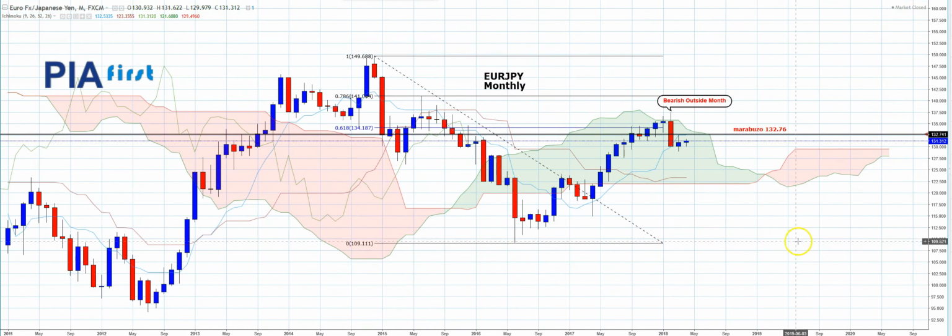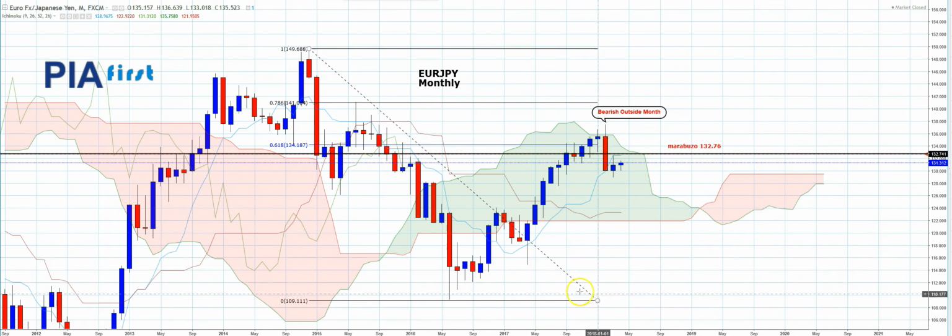So firstly, the monthly chart. Here we can see that levels outside of the monthly Ichimoku cloud found sellers. We then had this very strong move to the downside. This is a bearish outside month. Such a strong negative candle is also called an AMR, which is an acute monthly reversal candle, and it holds pretty significant bearish bias for this cross currency. Now the Marubozu level, which is the midpoint from the open and the close of this bearish candle, is located at 132.76. That's a very important level to look at this week.